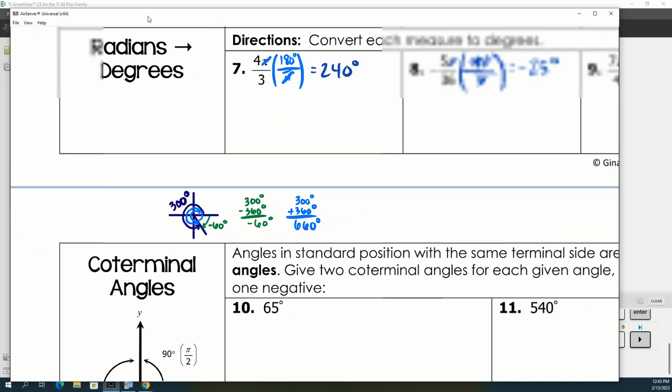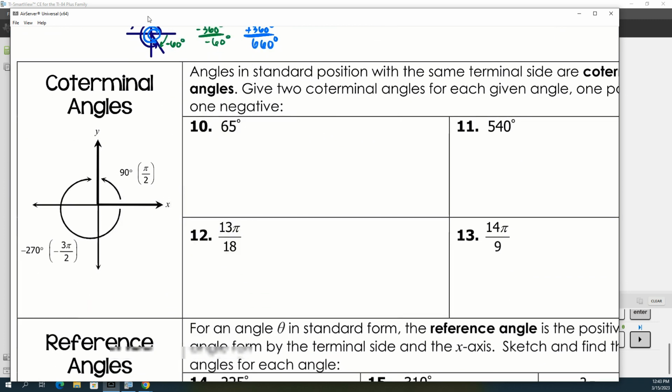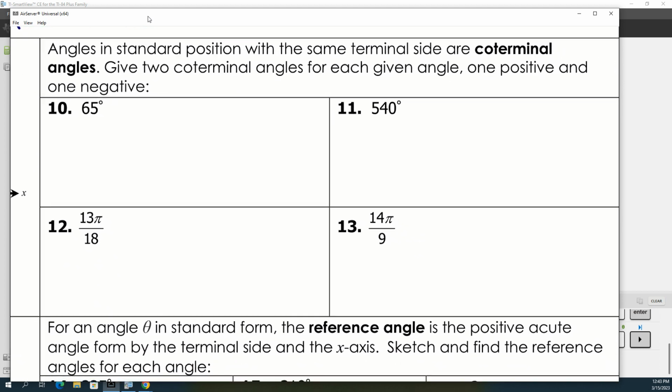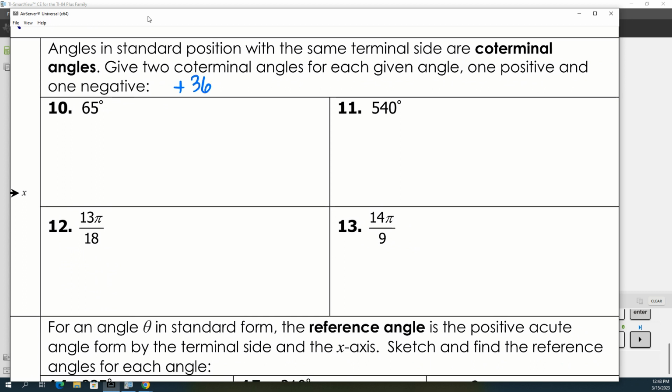All right, so what we're going to do on these examples is give 2 coterminal angles, one positive and one negative. And to do that, we're just going to add 360 degrees and subtract 360 degrees to get our 2 angles. Now, it's possible you would have to subtract more than once or add more than once. I think we're going to do one of those. I'll show you what I'm talking about.